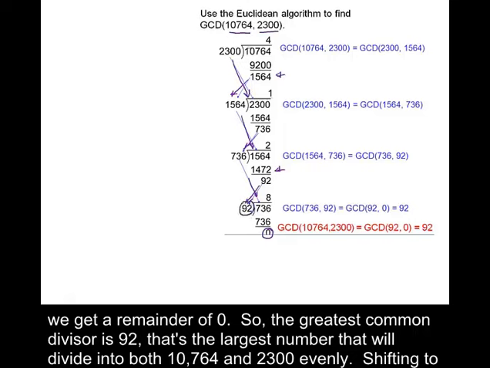That's the largest number that will divide into both 10,764 and 2,300 evenly.